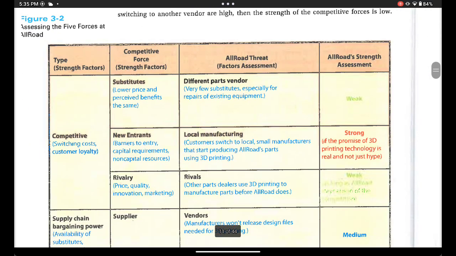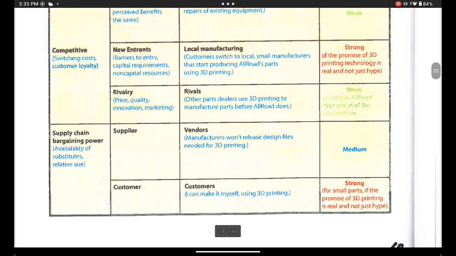Okay. So you have to do an assessment. Assessment: weak is good, strong is bad. So for example, substitutes, right? If there's very little substitutes, that means there's very little competitors. So that's good in the market, right? So that's weak. Competitive force is weak. There's not much competitors. If there's new entrants in the market, there's lots of new businesses doing the same thing. They're strong. They're competitive. If the rivals are there, right?